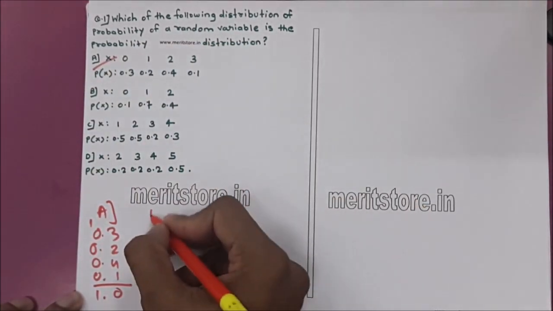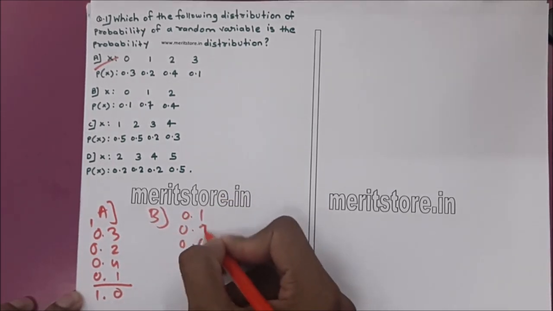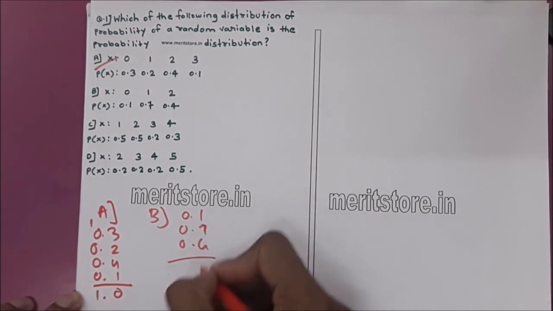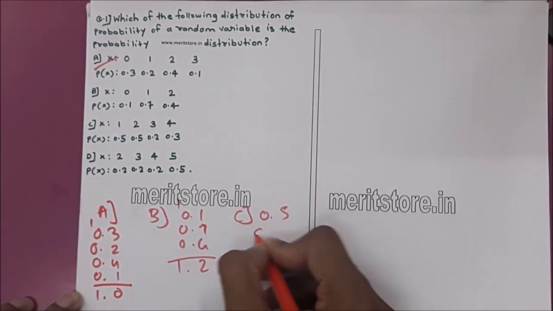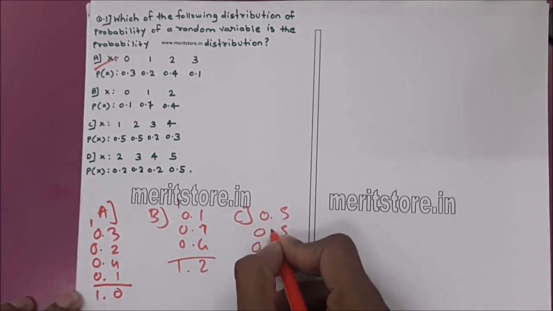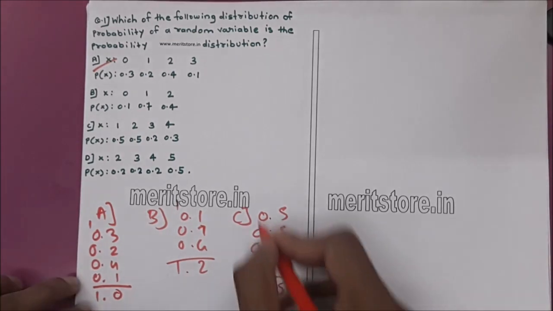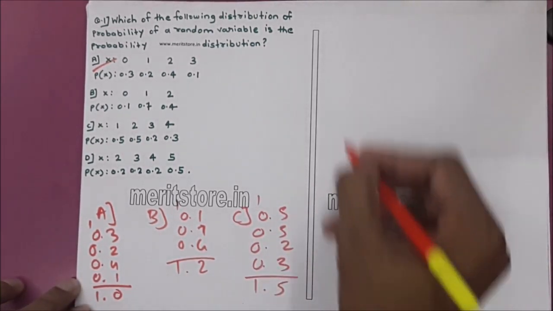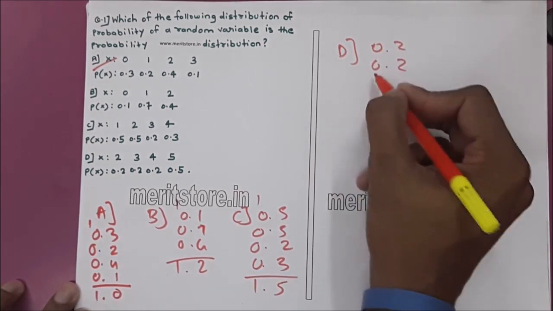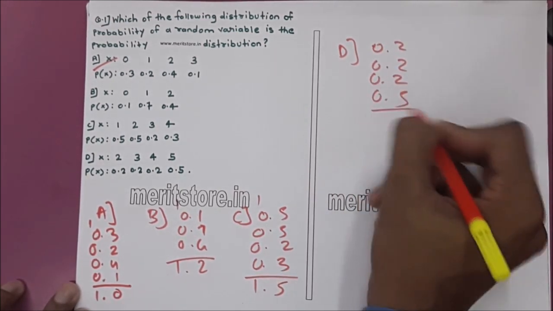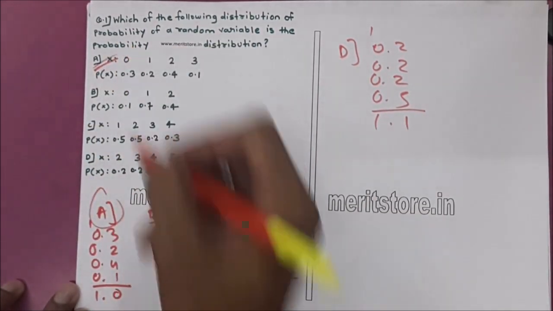We check for B also, that is 0.1, 0.7 and 0.4. We get 2.1. For C, we check 0.5, 0.5, 0.2, 0.3. We get 1.5. For D, 0.2, 0.2, 0.2 and 0.5, that is 1.1. So answer A is the correct answer.